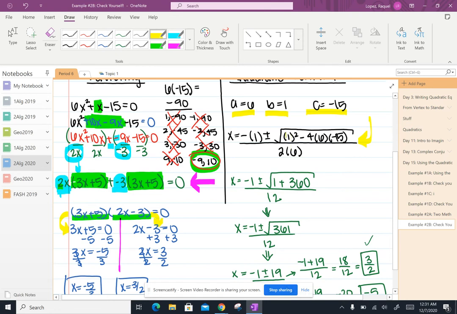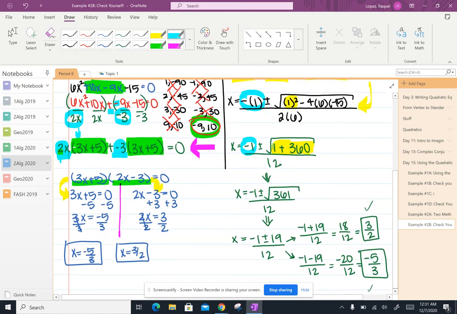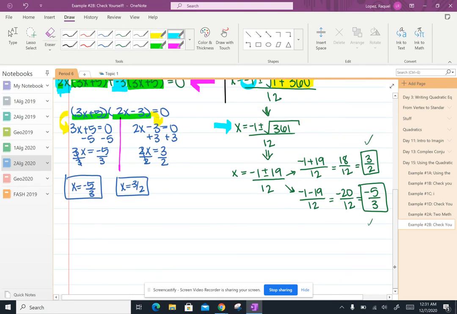So 1 squared is just going to be 1. -4 times 6 times -15 is going to be a positive 360. So that's where that came from. And then this -1 came from this first part right here. Okay. In the line after that, I just did the 1 plus the 360, and I ended up with -1 plus or minus the square root of 361 all over 12. What's nice is that the square root of 361 is a nice number. That is 19. So that's what you see right here.